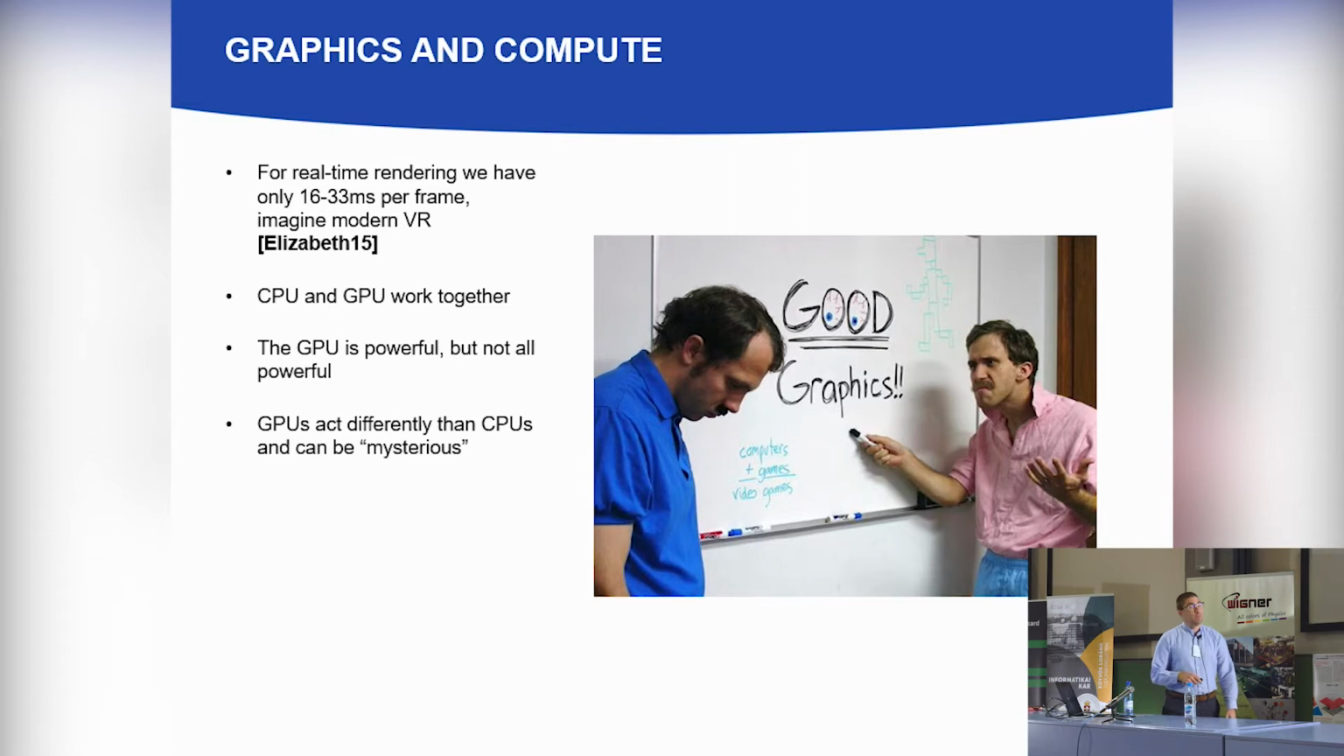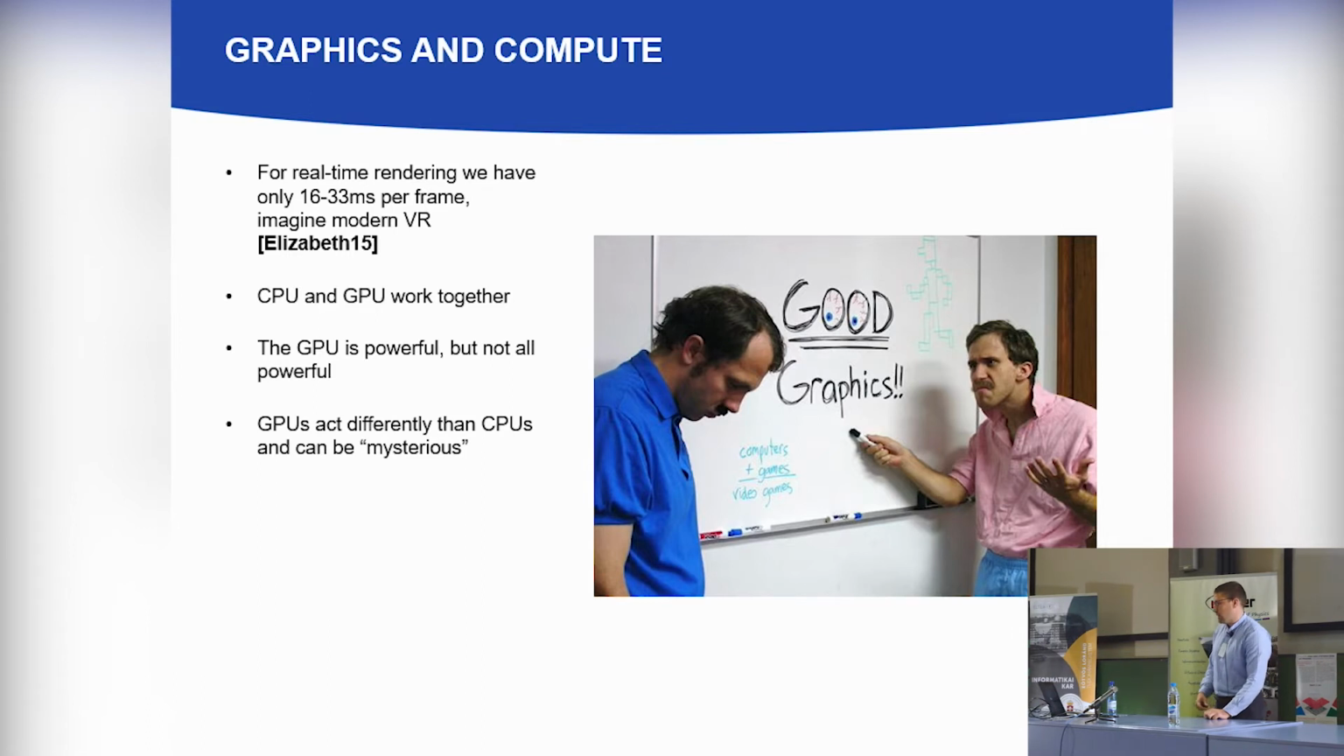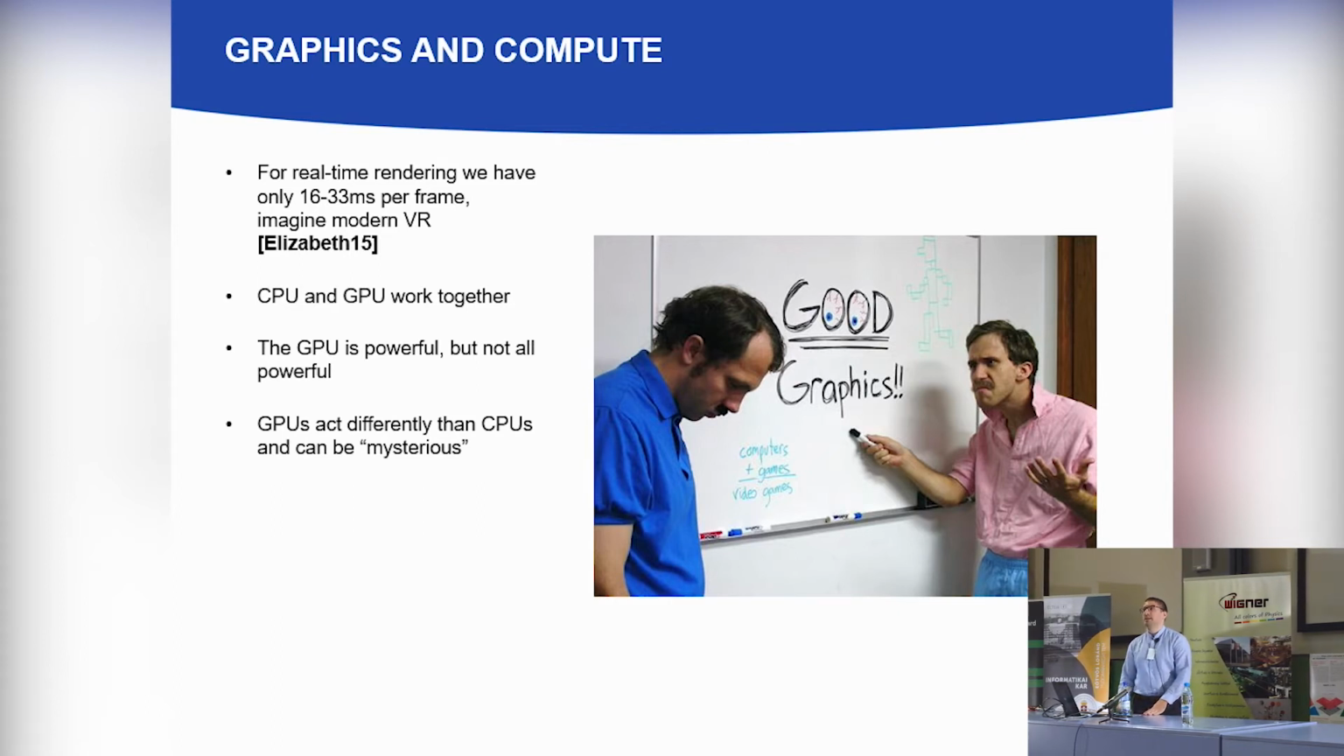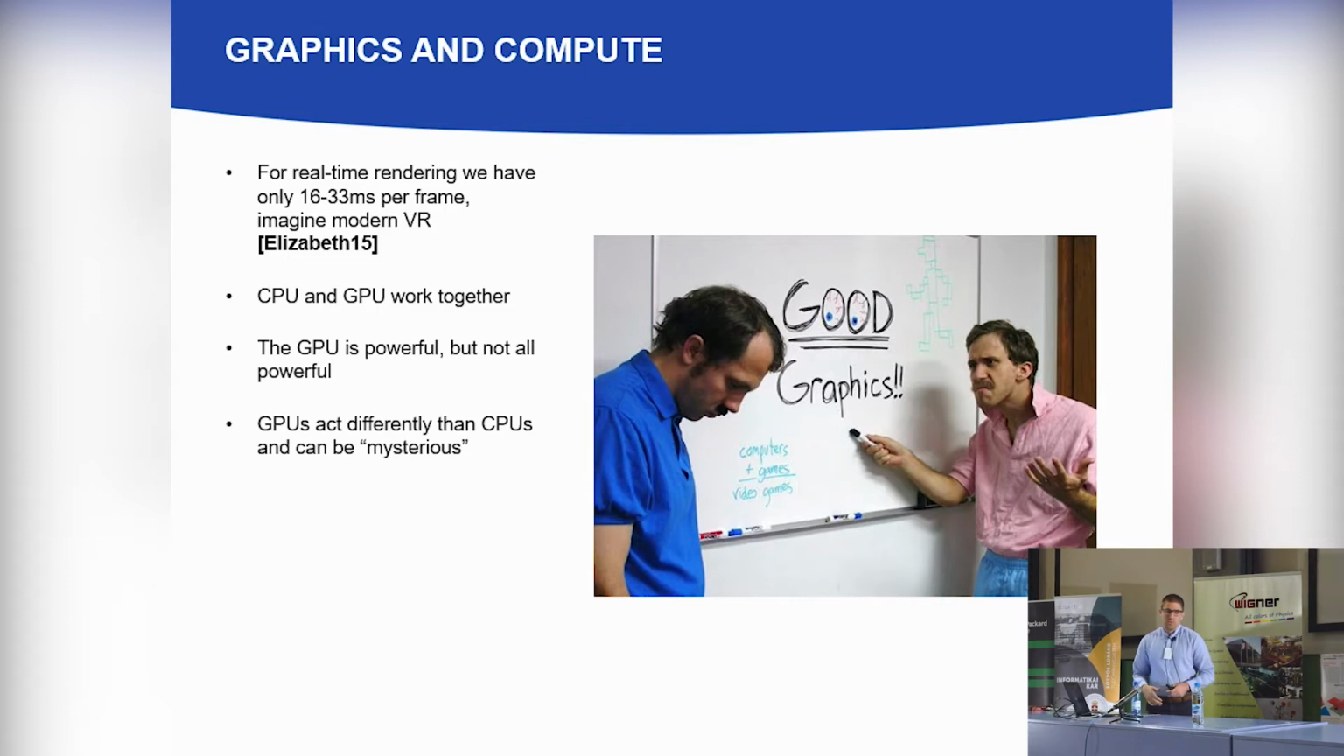So let's see what it looks like when we have graphics in our program or product. For real-time rendering, we have between 16 and 33 milliseconds per frame, which is a really tight schedule. Therefore, we need to feed the GPU well and execute the shaders in a really efficient way. The CPU and the GPU work together, and the GPU is really powerful. It can execute millions of threads concurrently and solve big problems, but it's not all powerful. Not all sub-problems can be transformed in a way such that the GPU will be efficient in solving them. Also, a big problem when developing GPU solutions is that the programming model needs to change when moving from the CPU to the GPU.